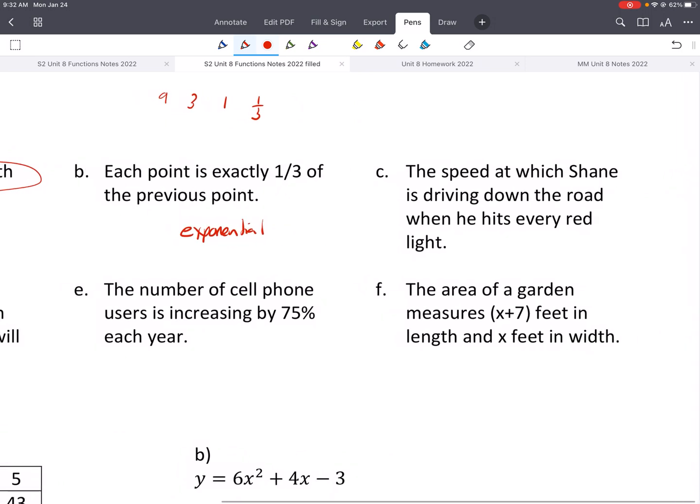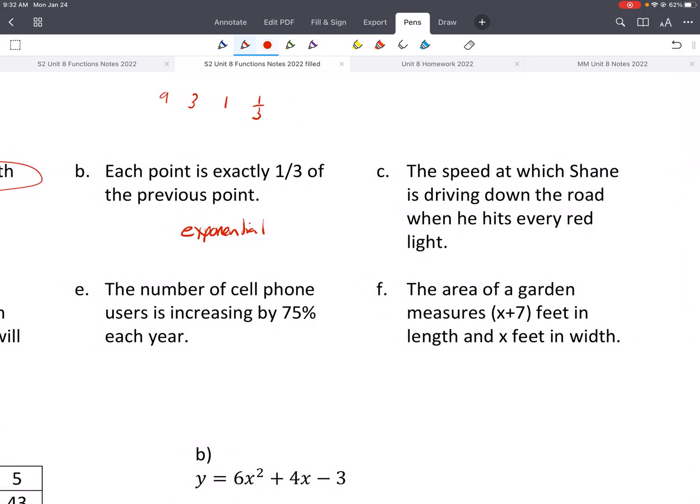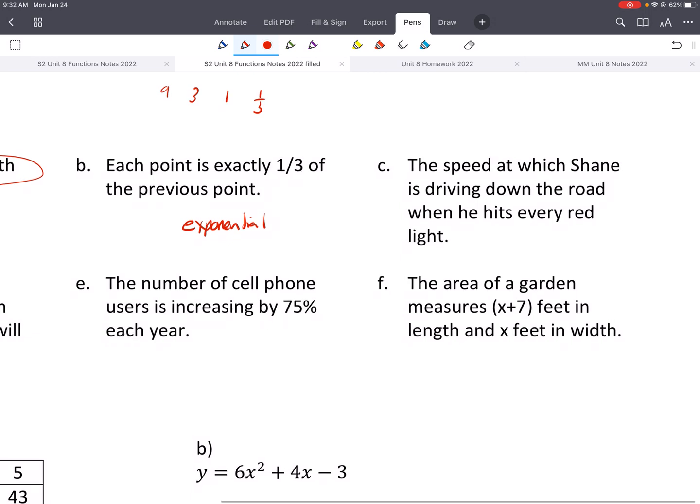All right, the speed at which Shane is driving down the road when he hits every red light. So he speeds up, drives, and then has to stop. And then he speeds up, and he drives, and he hits another red light. Okay, so this would be an "other" example. It's not quadratic, it's not exponential, it's not linear.